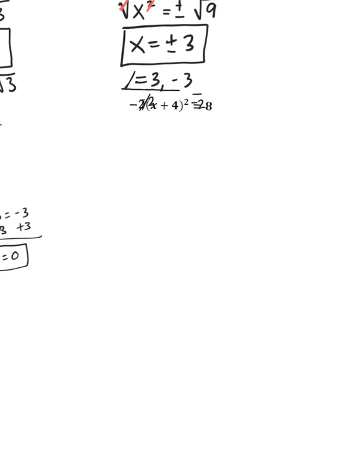These are going to cancel. So you've got x plus 4 squared equals -4. Now that you have a squared that's by itself, you can go ahead and take the square root of both sides. And I'm going to put that plus minus in there. So these are going to cancel, and I've got x plus 4 equals plus or minus the square root of -4.